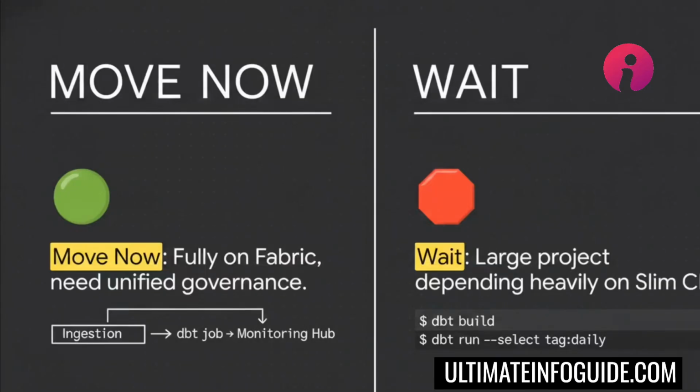So here is the pragmatic verdict on whether you should migrate right now. If your team is already fully committed to Fabric and you desperately want your dbt runs, your pipelines, and your lineage sitting in one governed place, you move now. But if you are managing a large project that fundamentally depends on slim CI just to keep your build times sane, wait for Fusion, or stay on dbt Cloud until that engine actually lands.